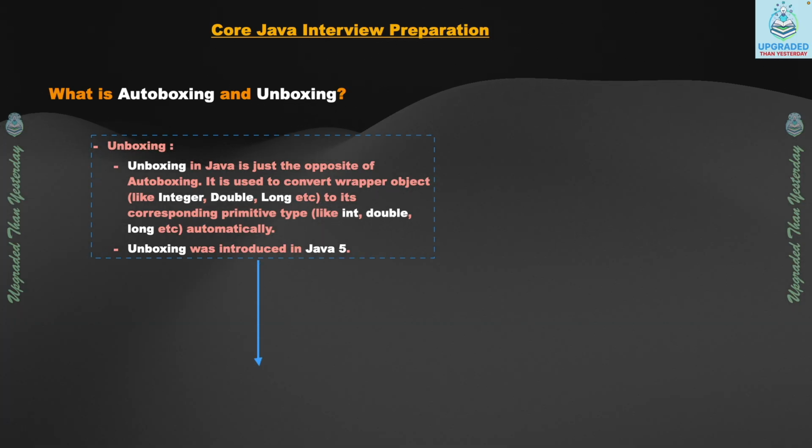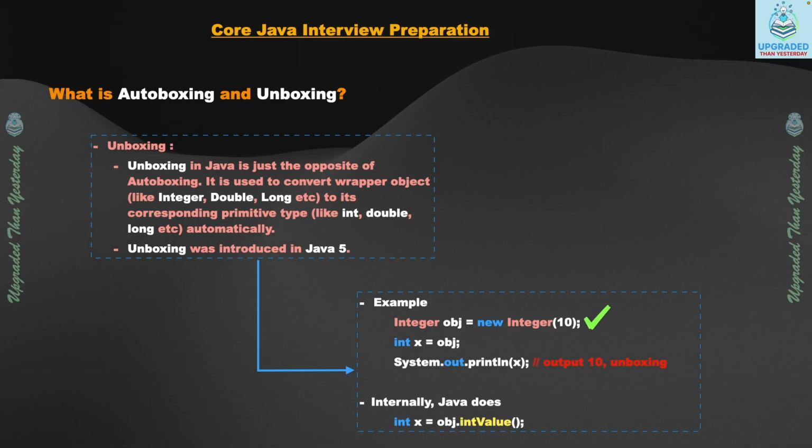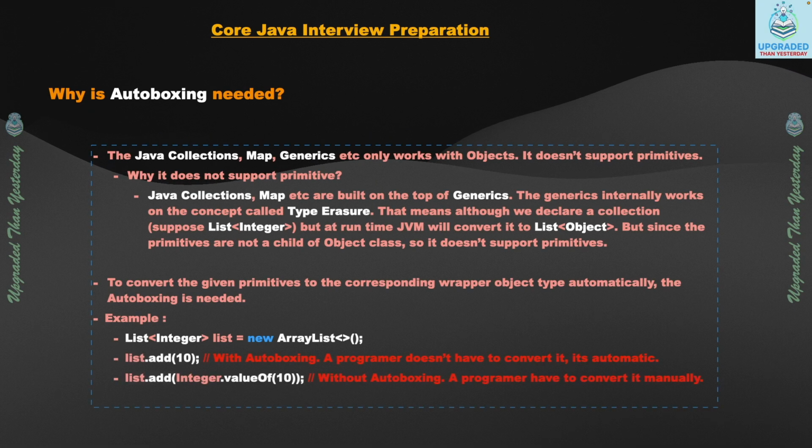Look at the example. The wrapper Integer variable obj is assigned with an Integer object with a value 10. This object is assigned to the primitive int variable x. On printing the variable x, it will print the value 10 because the wrapper Integer object is unboxed to the primitive int. Why is autoboxing needed?